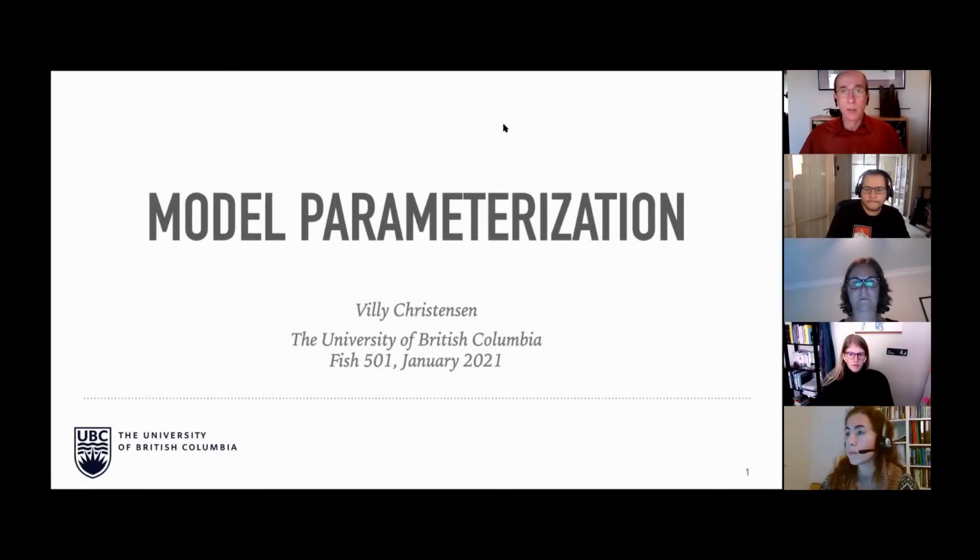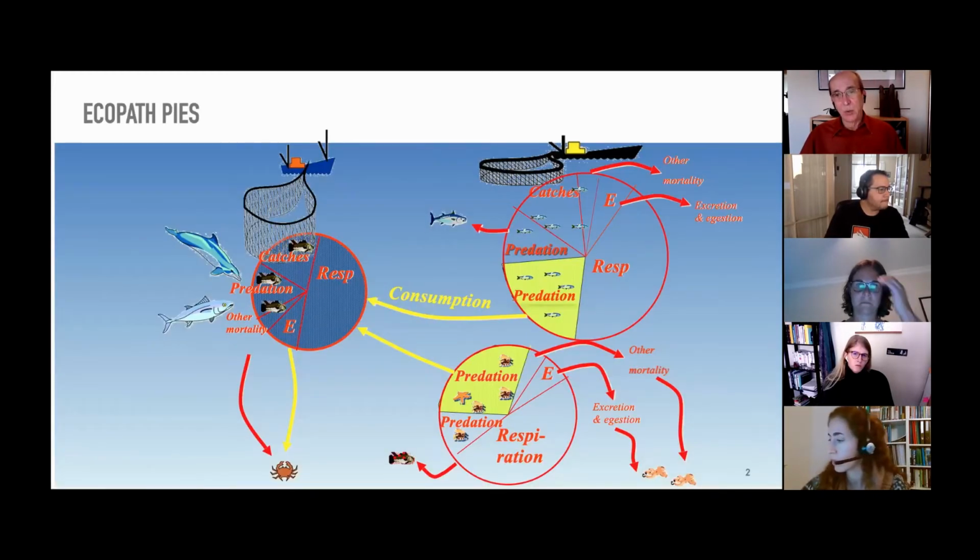So, model parameterization. Going to go down memory lane here. It's kind of cute, so I haven't changed it since a little bit. I've changed it this morning, but it kind of explains the equations in Ecopath and the concepts behind Ecopath.